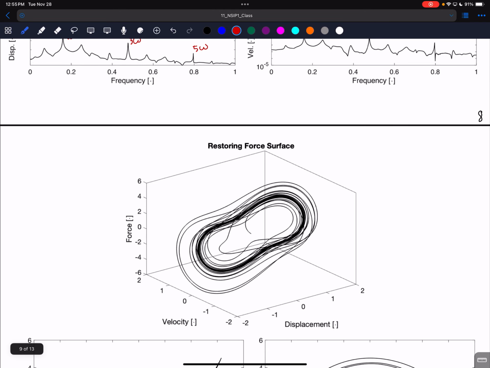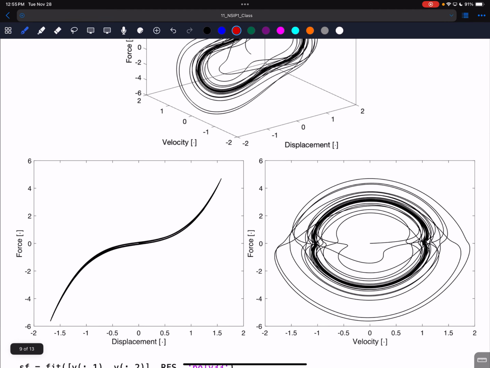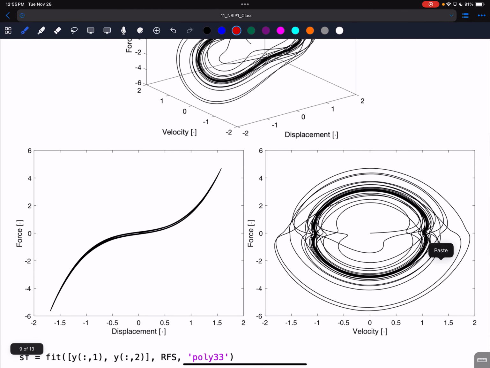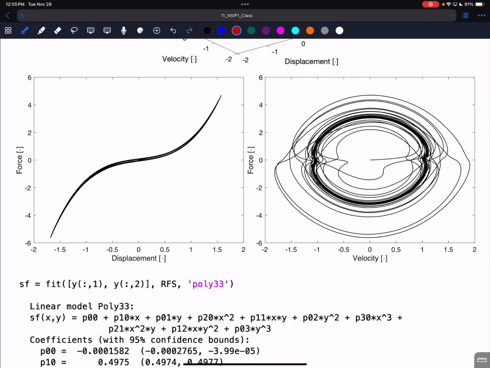So here's our restoring force surface in this case. It's not as clean and smooth as the previous case, but it still captures this kind of overall behavior. If we plot the force versus displacement, you can now see it's very narrow, and you can clearly see there's some kind of smooth nonlinearity here. That velocity versus force versus velocity, yeah, I don't know. Again, I've never really had a case where it's easy to interpret that.